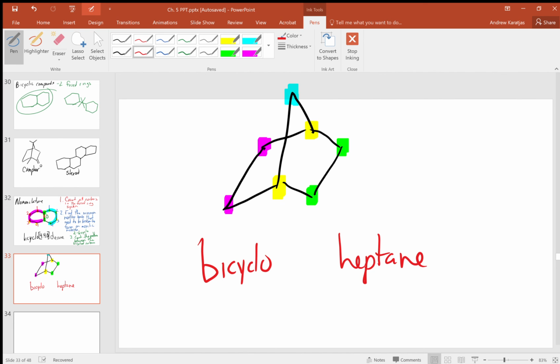And then I've already put our bridges into different colors. You can see if we go this way, we have a 2-carbon bridge. Over here is also a 2-carbon bridge. And going up this way is a 1-carbon bridge. So this compound is bicyclo 2,2,1 heptane.